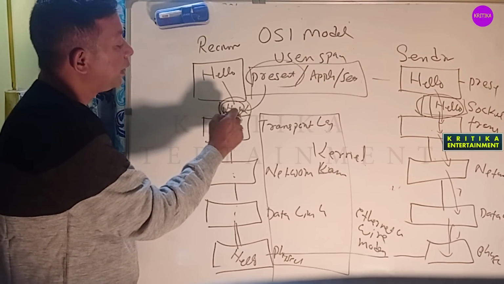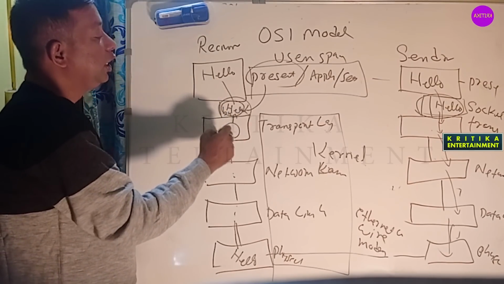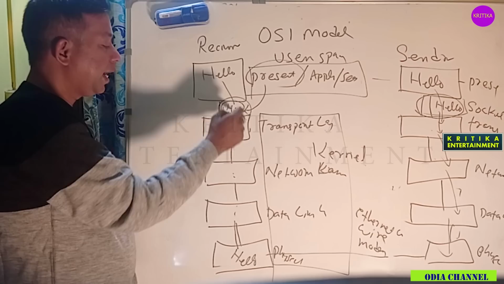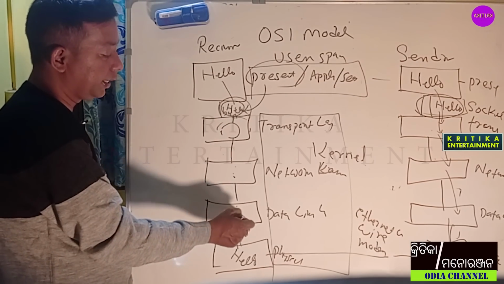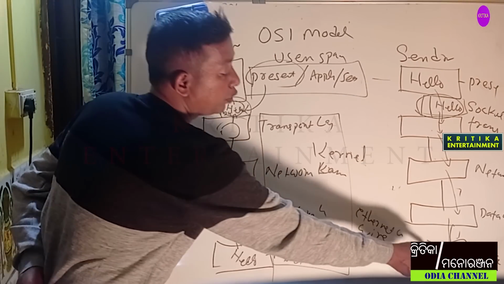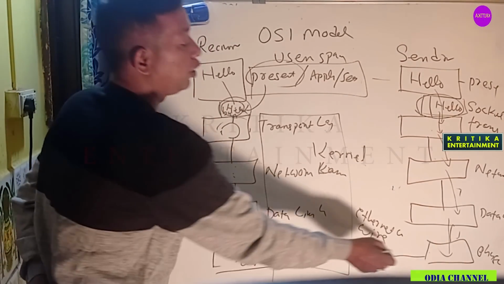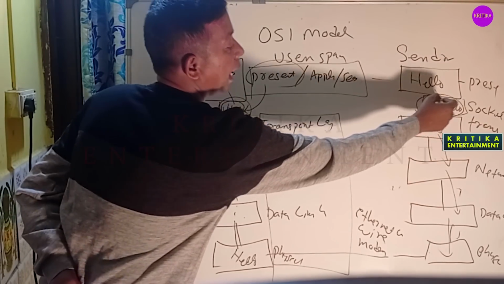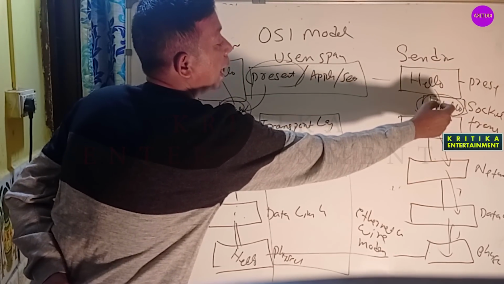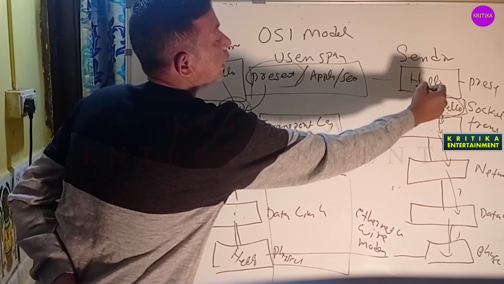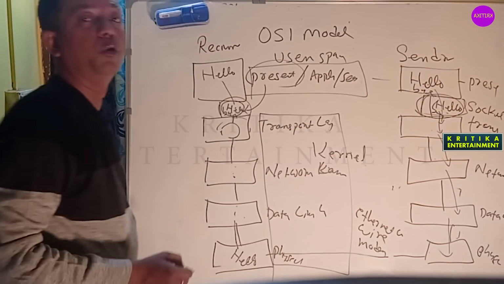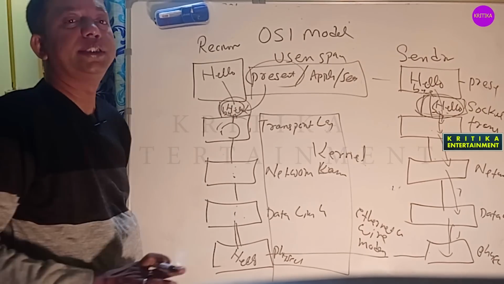When the receiver sends bye, what will happen? First bye is written in the socket, then the transport layer reads bye and sends it to the network layer, the data link layer, and the physical layer of the sender. The sender reads the data, and finally it is written as bye in the socket, then bye is displayed in the sender machine. So this is called your OSI model.